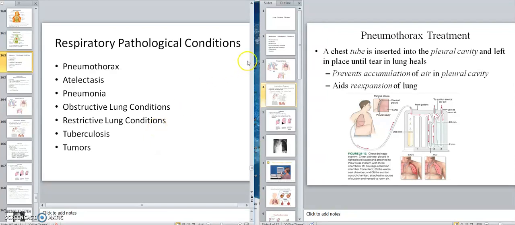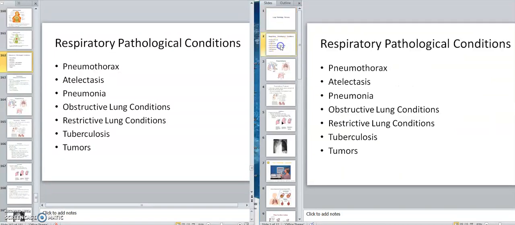Okay, class, right now what we're going to talk about are lung pathologies. The ones we'll talk about are pneumothorax, atelectasis, pneumonia, obstructive lung diseases, restrictive lung diseases, tuberculosis, and tumors. Let's start first with the pneumothorax.